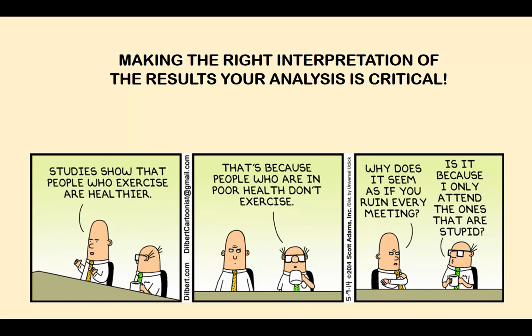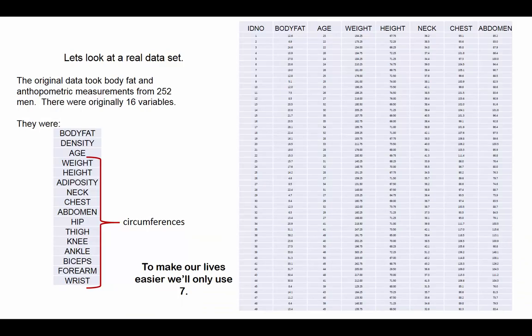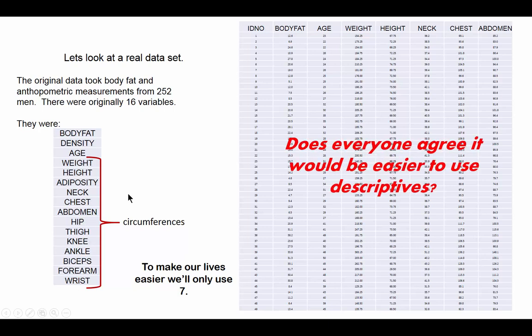Okay, so now let's look a little more deeply into this. We took a real data set, and this data was collected from 252 men. There were 16 variables, but for the purposes of our example, we're only going to look at 7. We're going to look at these 7 variables here, and all of these variables are circumferences around the particular body part that's being mentioned. Right?